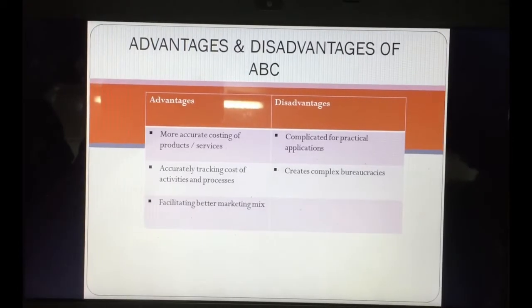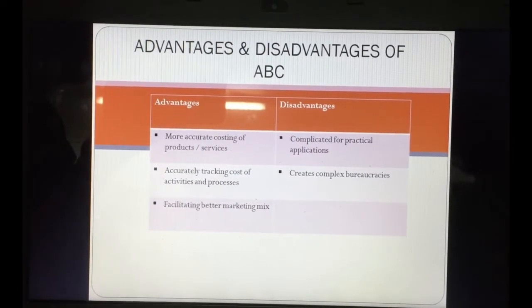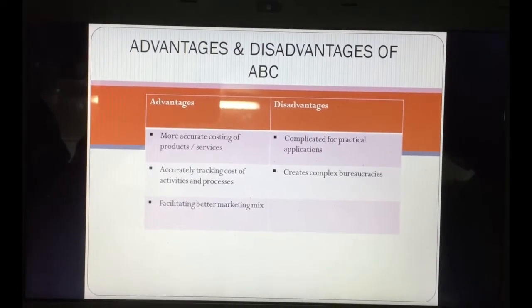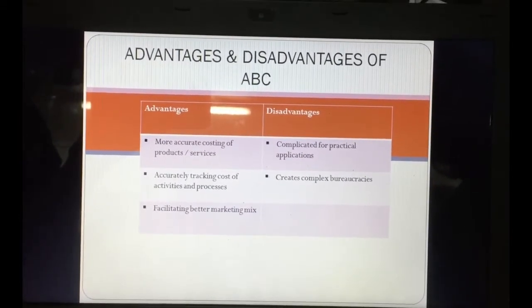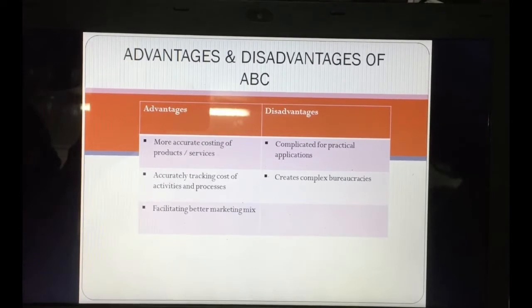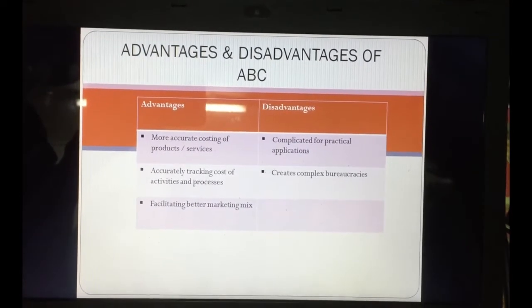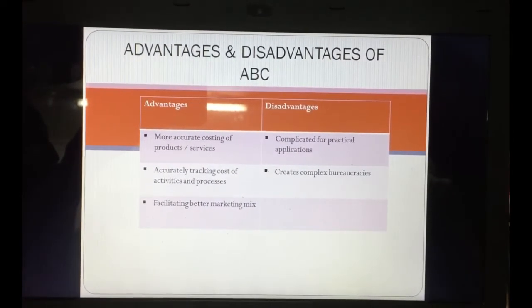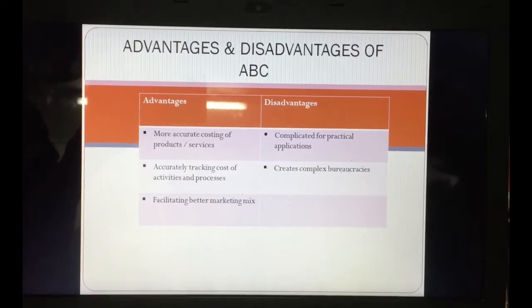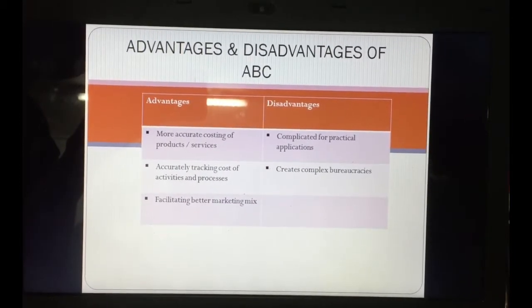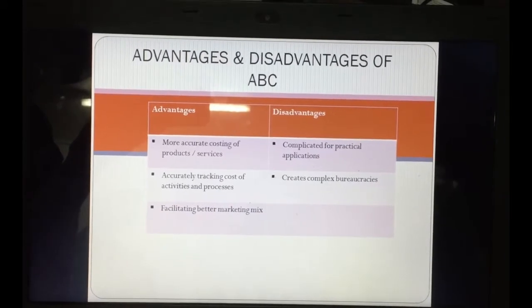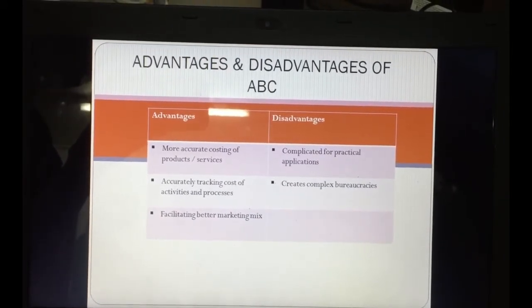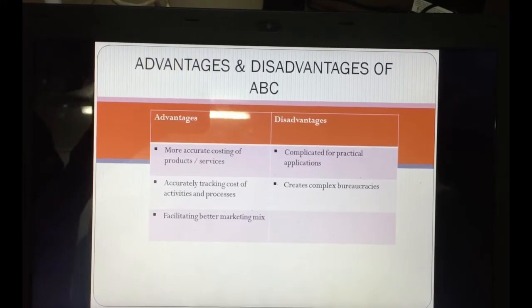Activity-based costing. The first advantage of ABC is more accurate costing of products or services, customers and distribution channels. The next is accurately tracking the cost of activities and processes. And the last one is facilitating a better marketing mix.